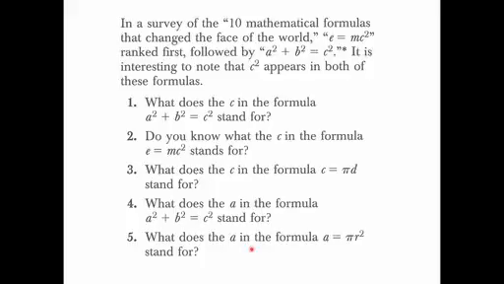First one here, do your best on this, just trying to figure out, do you know what the C stands for? In a survey of 10 mathematical formulas that change the face of the world, here's one of them: E equals mc squared. Do you recognize that? The second was a squared plus b squared is c squared, or our Pythagorean theorem. They think it's interesting to note that c squared is in each of them. Is it related? I don't know. So some questions here. Do you know what the c stands for in each of these equations? You may have to look up one of them.